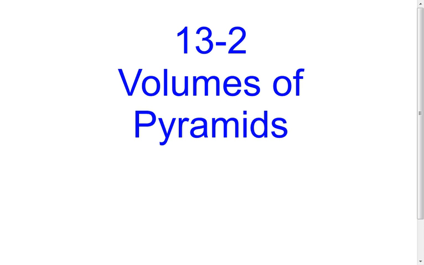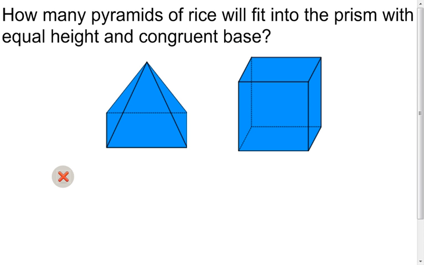In this lesson, I'm going to look at volumes of pyramids. First we have to look at how we are actually going to compute the volume of a pyramid. If you do a little demonstration, you'll see where the formula comes from. If I were to take a pyramid that had a base congruent to the base of a prism, and the pyramid and the prism had the same height, how many of these pyramids could I fit into one of these prisms?